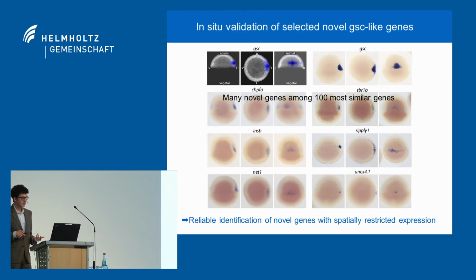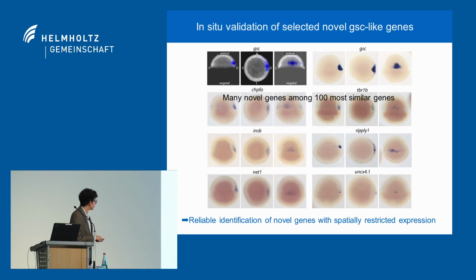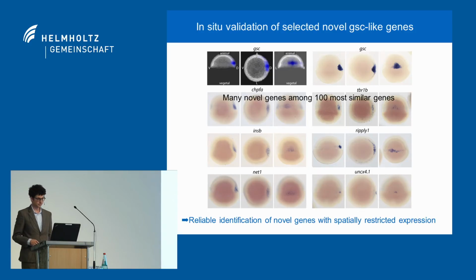Now, I'd like to say that all of these genes look slightly different. For instance, Ripley1 here is expressed a bit more broadly along the left-right axis. UNX41 has a very narrow expression pattern, but overall this performs very well.